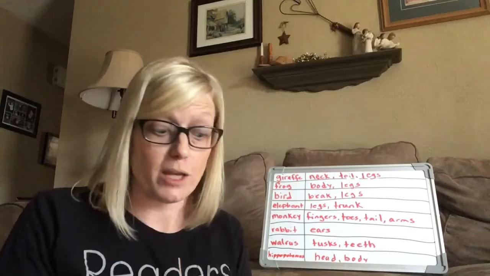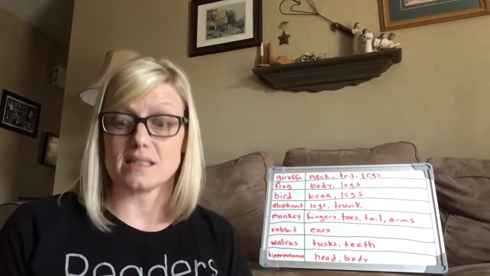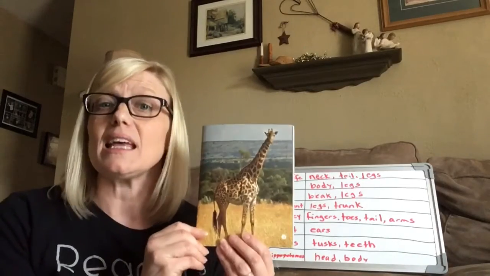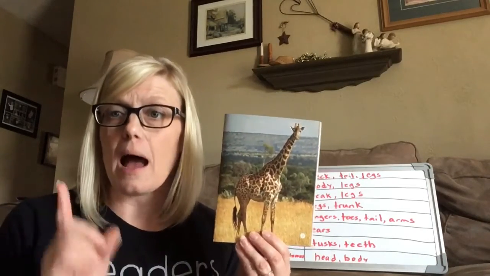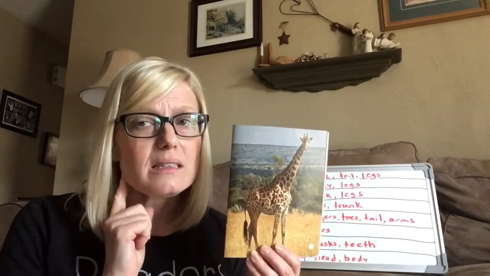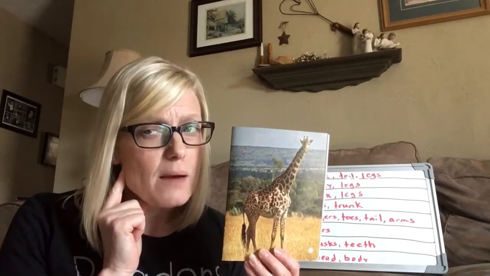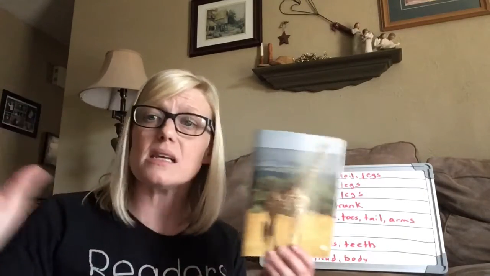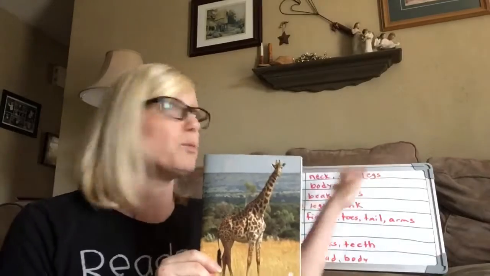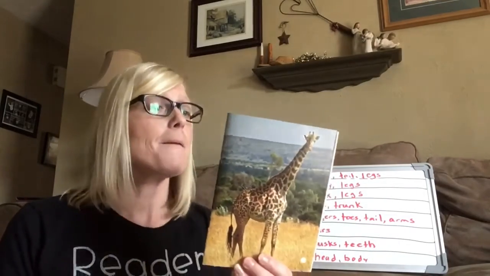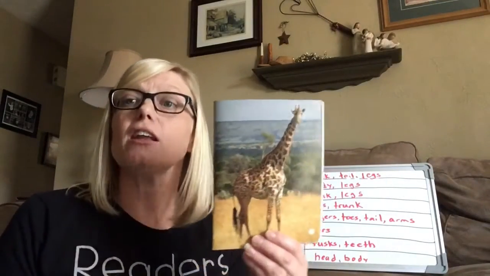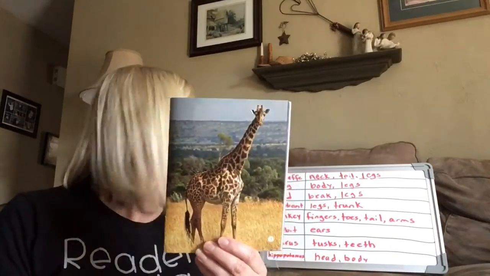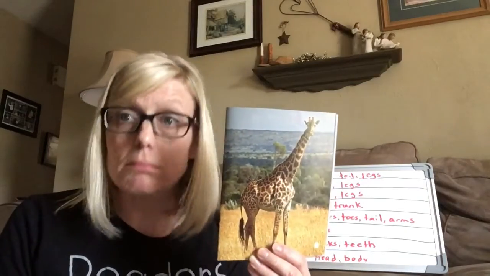So here we go. We have our story, What is Very Long? We talked about the giraffe and his long neck, tail, and legs. I'm going to read the sentence and I want you to listen to see what sounds right and what doesn't sound right. And if it doesn't sound right, say, no, that doesn't sound right. And I will erase it from our board. Are you ready? The giraffe has a very long neck. That sounds right.